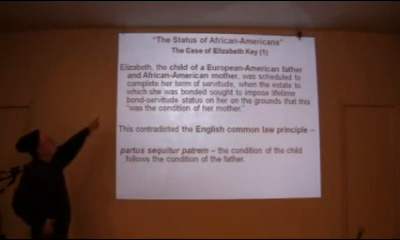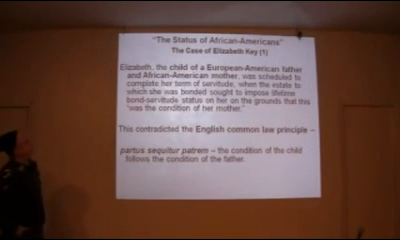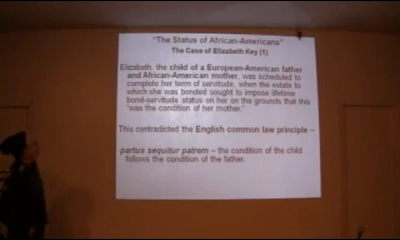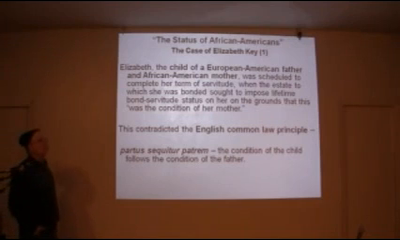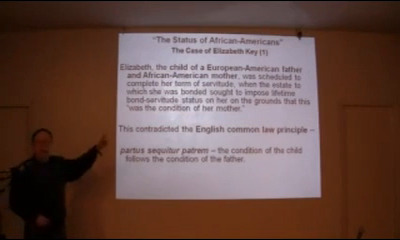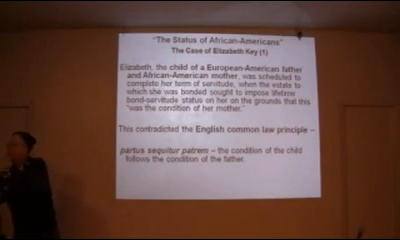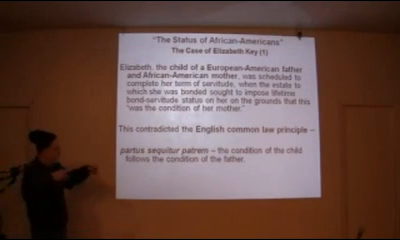Elizabeth Key was a child of a European American father and an African American mother. She was scheduled to complete her term of service when the estate she was bonded to sought to impose lifetime bond servitude. Now, there were these efforts by the ruling class to try and impose bond servitude, to try and lengthen the servitude of people.